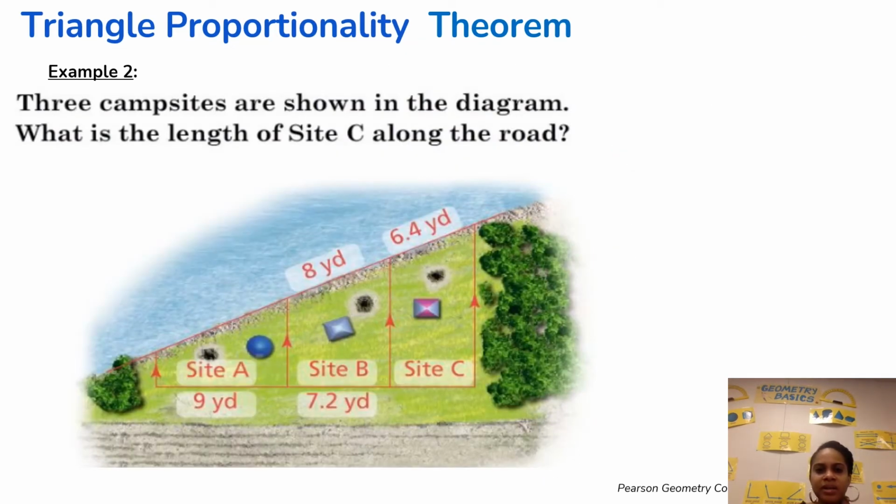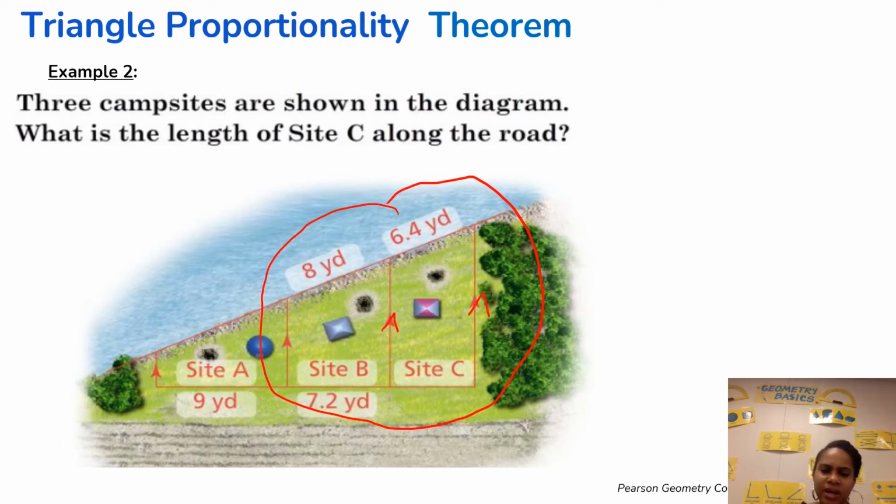All right, so let's take a look at this example here. It says 3 campsites are shown on the diagram. What is the length of site C along the road? So I'm going to pay attention to this area right here. And I could use my triangle proportionality theorem because these lines are parallel.